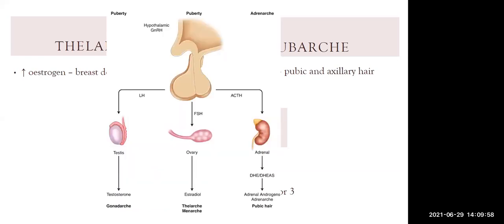Okay, this is what puberty does. By the GnRH, it will have the luteinizing hormone, FSH, and ACTH. For the luteinizing hormone: testis, testosterone, gonadarche. FSH: ovary, estradiol, it will aid in thelarche and menarche. And for adrenal, DHEAS. I'm not sure of the full name, how to pronounce it, it is so long. So it aids in the adrenal androgens, adrenarche, and pubic hair.